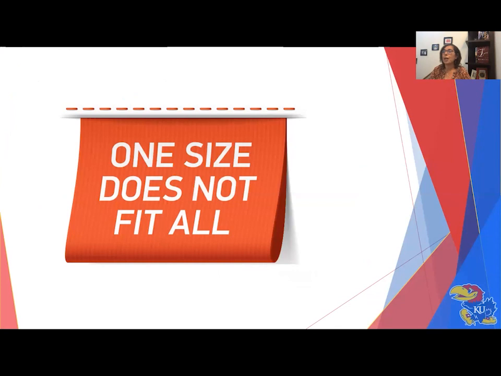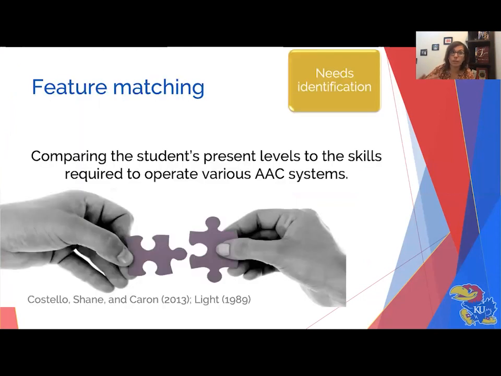So for example, we should not have a school or district-wide AAC system recommendation. I have seen this in schools before. So that begs the question, how do we determine what AAC system to pick? Well, we need to do what's called feature matching. We need to assess the students' present levels, which is what we do in this stage. And then we also assess other environmental and social conditions that they live in. And then we match these features to various AAC systems.